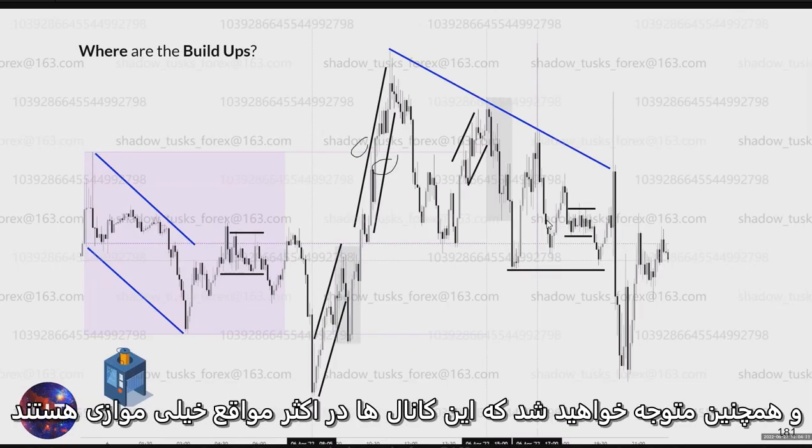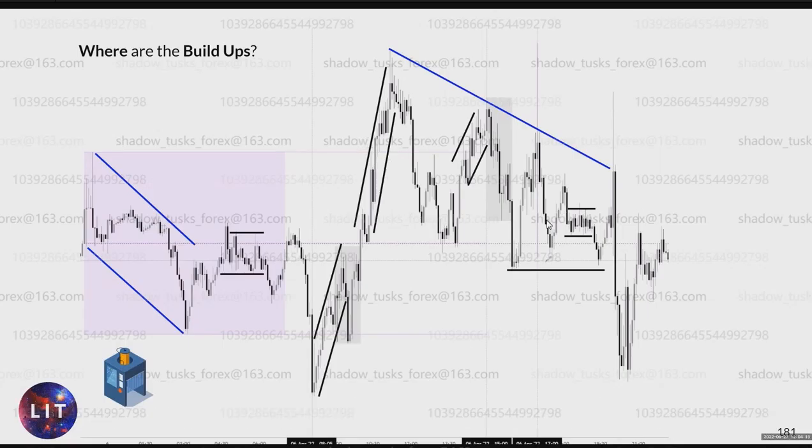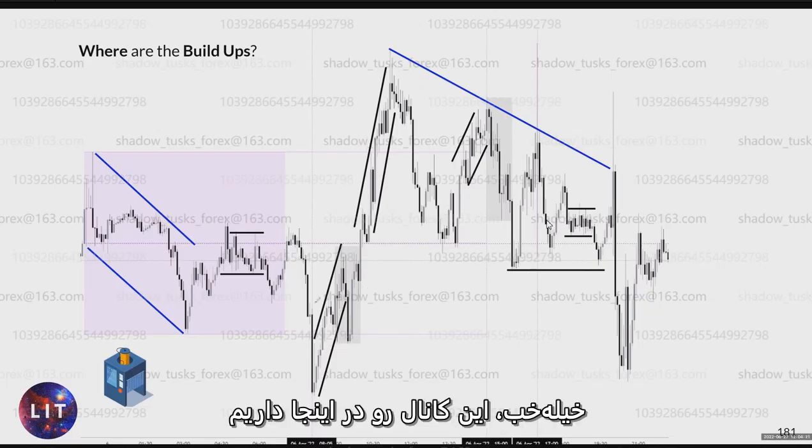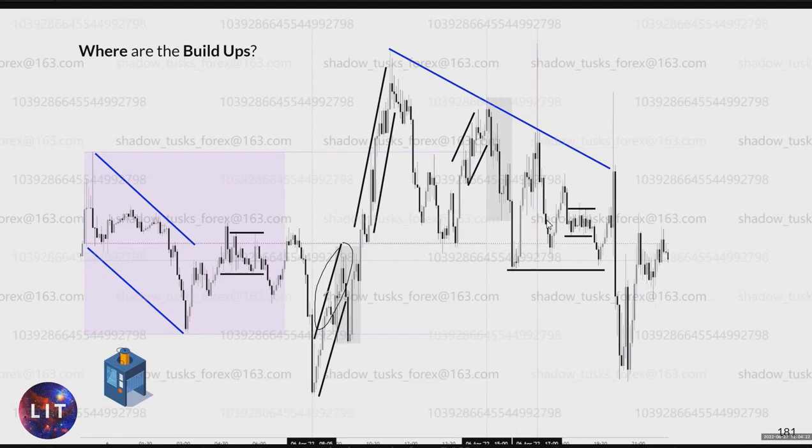And you will also notice that these channels are most of the time very parallel. What a funny coincidence that is, right? So as you can already see, we have this channel in here, mirror this to the downside, boom, got induced to the low side.